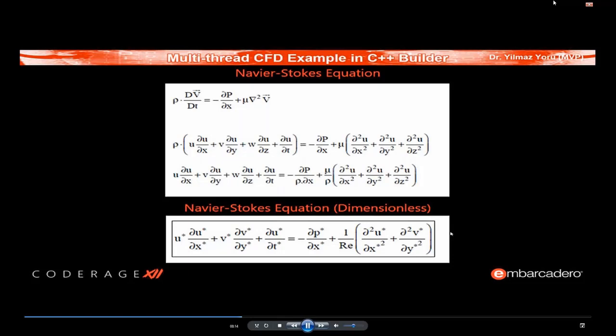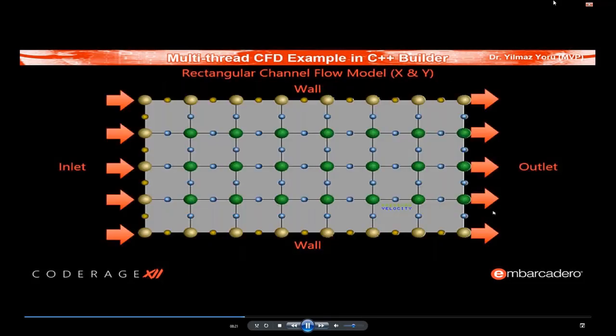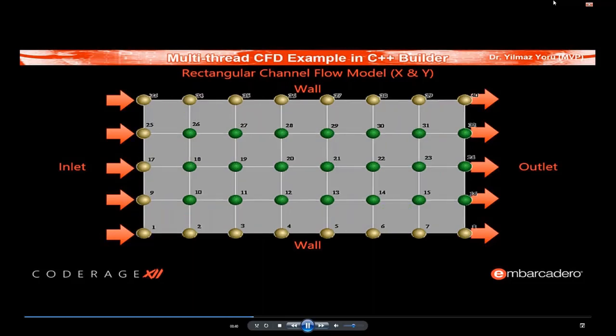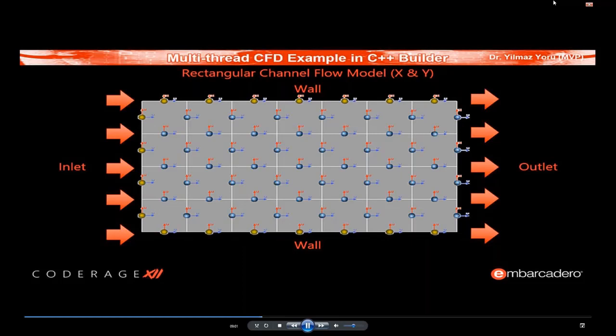Okay, this is a simplified model for the rectangular channel flow. It is two-dimensional. The flow area is gray, and pressure nodes are shown as big green nodes, and velocity nodes, which are calculated there, are blue nodes. If you look at the velocity nodes, in each node we are calculating U and V velocities in both X and Y directions.